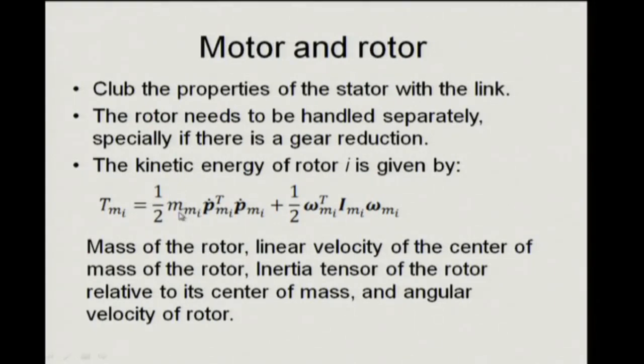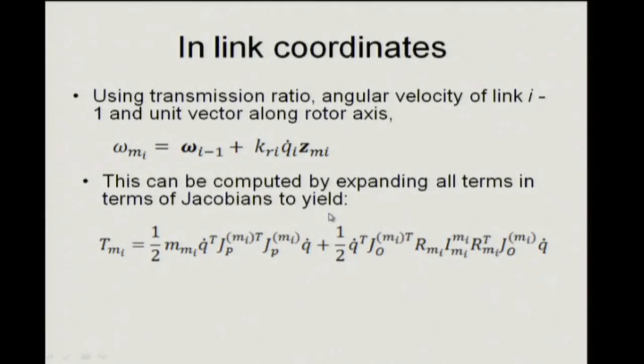So, the terms here are mass of the rotor, linear velocity of the center of mass of the rotor, inertia tensor of the rotor relative to the center of mass, and the angular velocity of the rotor. So, these are the terms involved, you can pretty much write these, and you can relate the angular velocity of the rotor to the angular velocity of the link on which it is located plus the angular rate of the next joint multiplied by the transmission ratio along the axis of the motor.